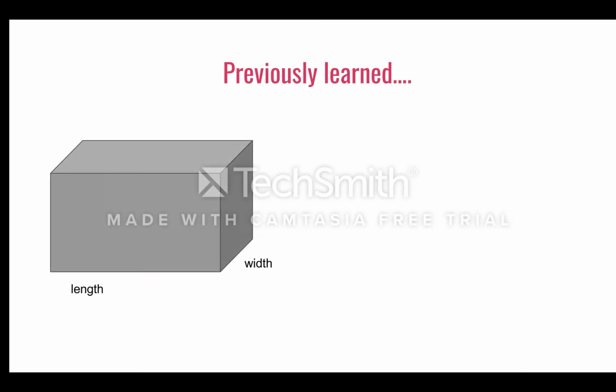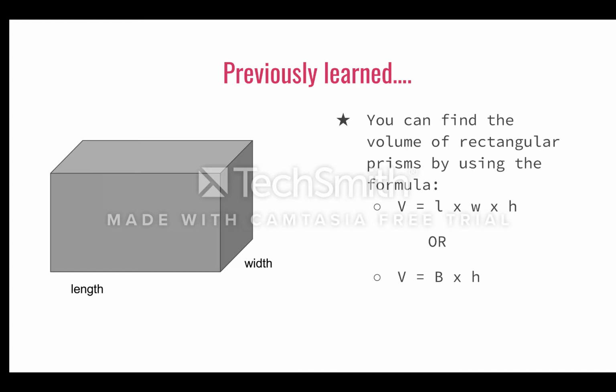So we've previously learned that when we're looking at 3D shapes and it's a rectangular prism, you can find the volume by using the formula volume equals length times width times height, or volume equals the area of the base times the height. And the height is what we had learned, because we went from two-dimensional shapes that were just length and width, and now we've added this third dimension. And we learned that to calculate volume, all you have to do is multiply those three dimensions together.